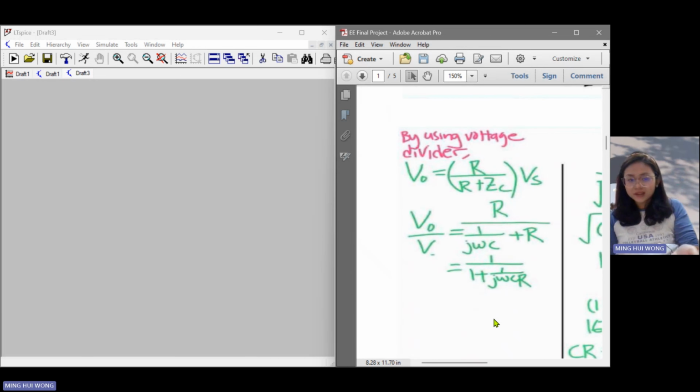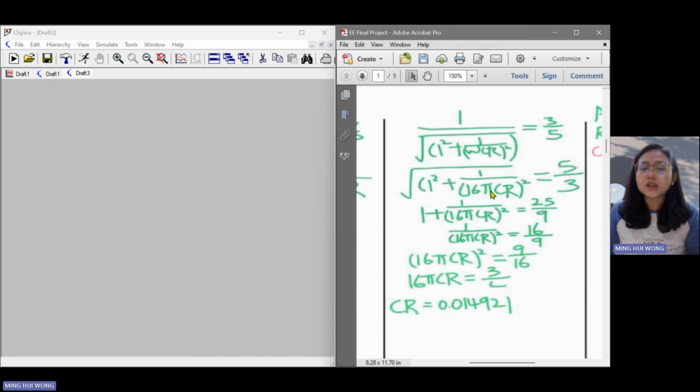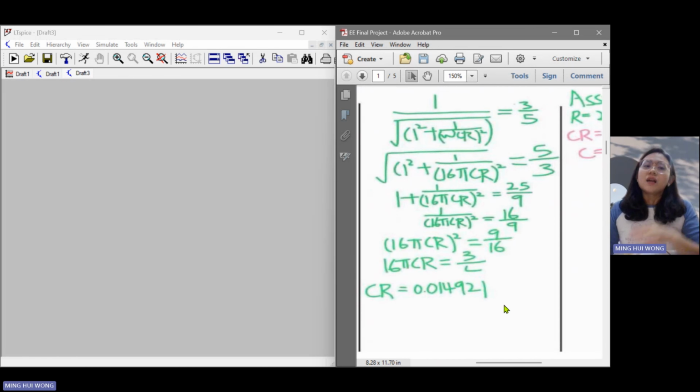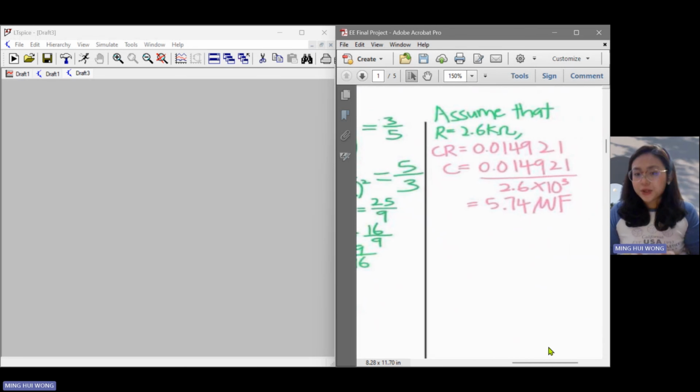By using the voltage divider, V output is equal to R over R plus the impedance of C, times Vs. So this is the formula for the equation, and this is the detailed calculation for the circuit. After that, we could know that RC is equal to 0.014921. Let us make some assumptions. Assume that R is equal to 2.6 kΩ, so we could find that C is equal to 5.74 times 10 to the power of negative 6 farad.